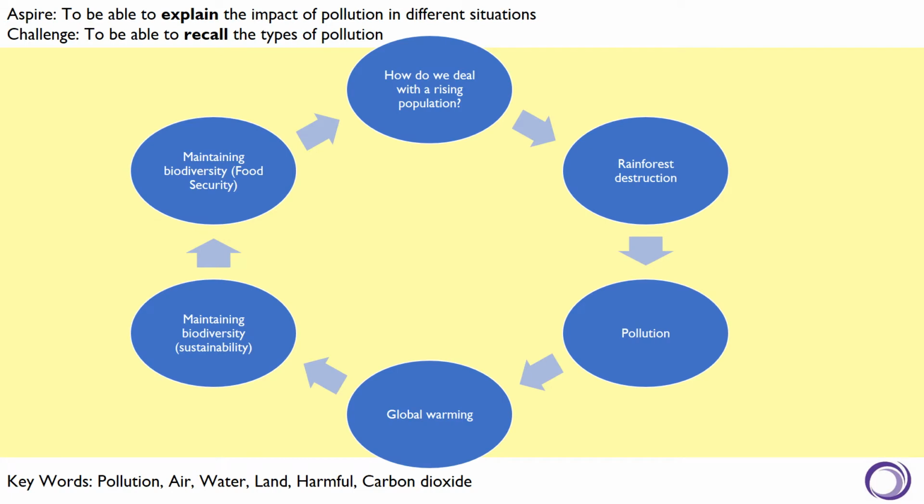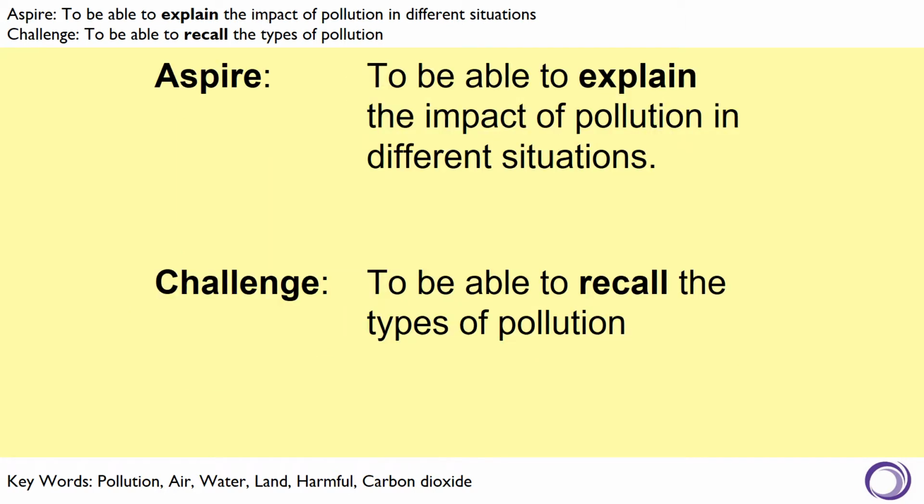In our previous lessons, we have looked at our rising population and then looked into rainforest destruction. In today's lesson, we will look at pollution. Our first outcome is to be able to recall the types of pollution. And our second outcome is to be able to explain the impact of pollution in different situations.